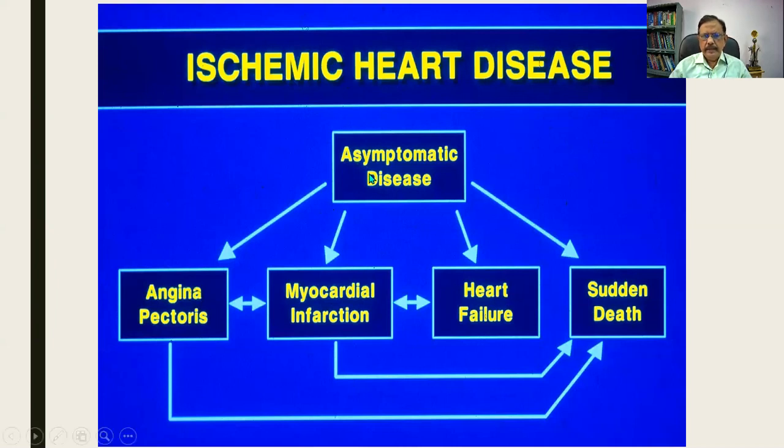Again, a slide that shows a spectrum. It can be asymptomatic, from which the patient can be developing an angina, which can progress on to a myocardial infarction, or it can be just a heart failure. In some cases, you find that there can be a sudden cardiac death. As I told you, we will be sticking on to myocardial infarction, but we should be aware that there is a spectrum of conditions which come under ischemic heart disease.